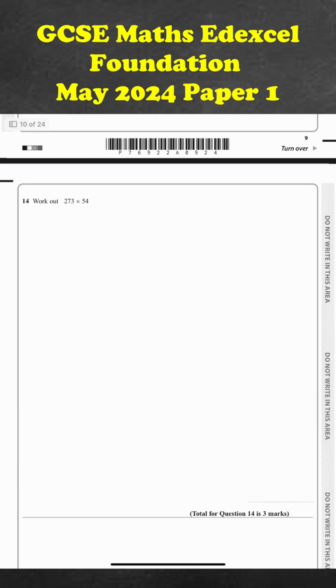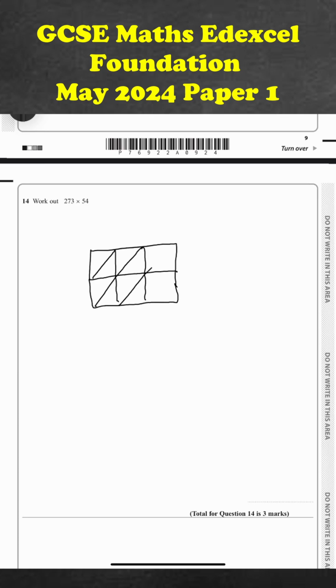Question number 14. Work out 273 multiplied by 54. What we're going to do here is we're going to do Napier's bones. So here we go. Just do my boxes. Just like this.